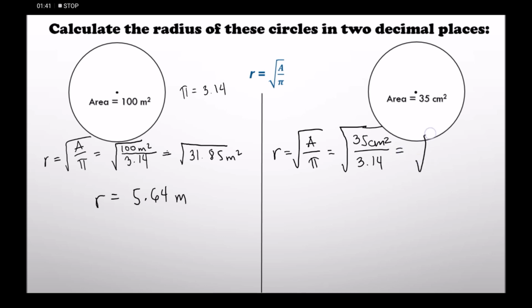Then let's divide 35 by 3.14. That's equivalent to 11.15 cm square. Then we're going to take the square root of that, and that will be 3.34 cm in 2 decimal places.